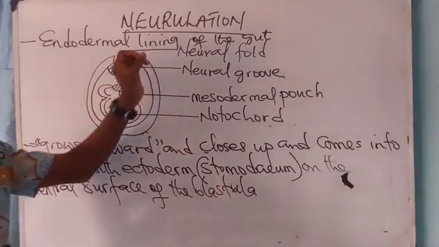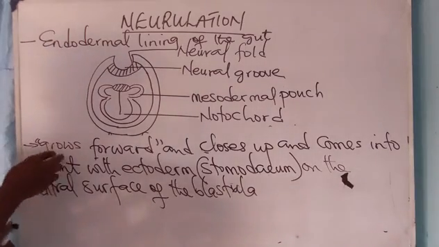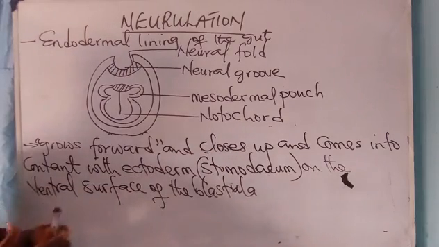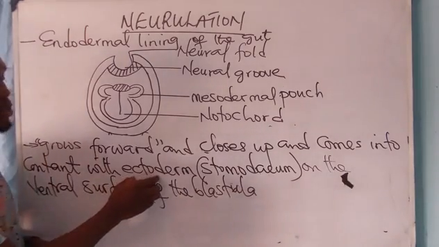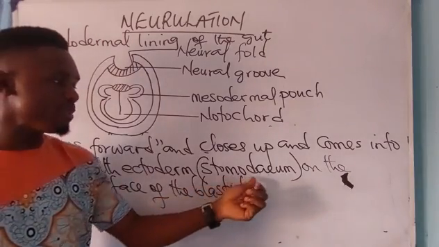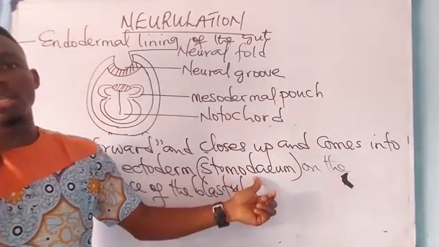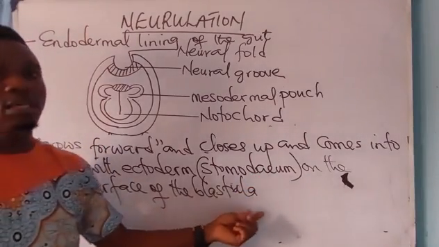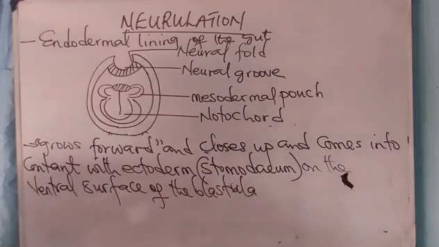Now I said the rest parts of the archenteron wall give rise to the endodermal region lining the gut. Now this endodermal region, what happens? It grows forward and closes up. It comes in contact, in other words it interacts, with the ectoderm, a region in the ectoderm called stomodeum. I said stomodeum is a depression in the body cavity that gives rise to the mouth and is found on the ventral surface of the blastula. Take note of that. It is very important.